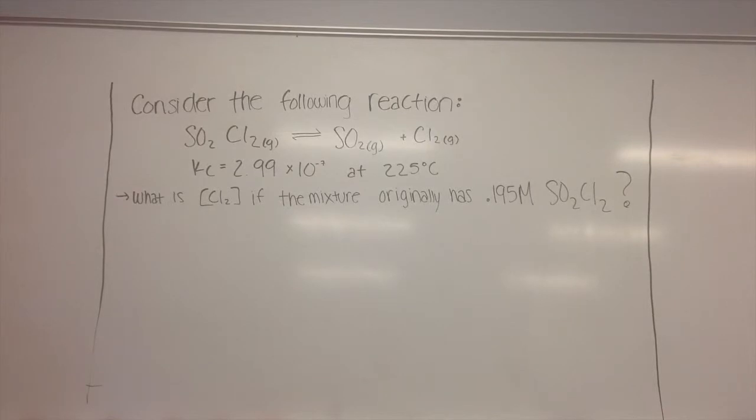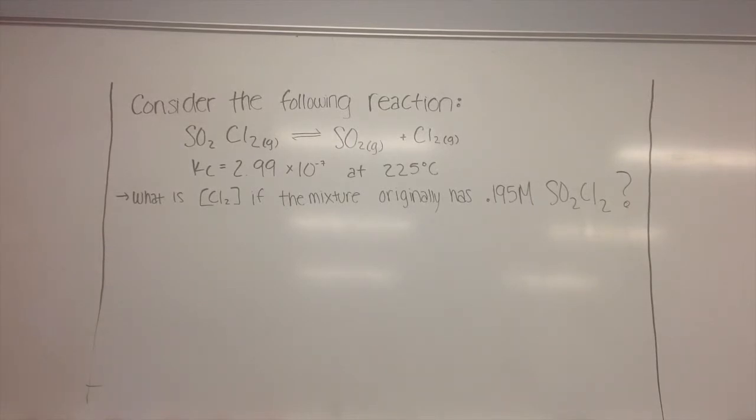Consider the following reaction. SO2Cl2 gas goes to SO2 gas plus Cl2 gas. The Kc value for this reaction at 225 degrees Celsius is 2.99 times 10 to the negative 7. What is the concentration of Cl2 if the mixture originally has 0.195 molar SO2Cl2?